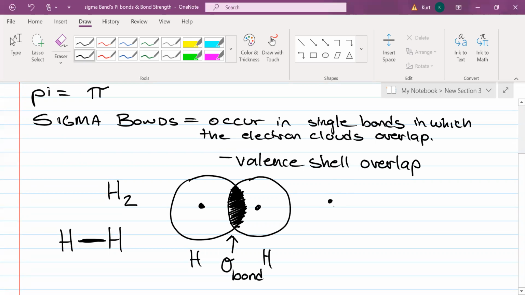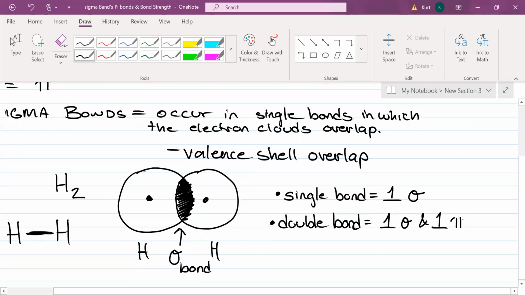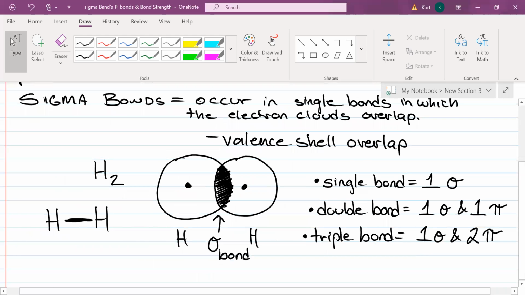And I have a little cheat sheet for you. One single bond equals one sigma bond. A double bond is one sigma and one pi bond. And then a triple bond is one sigma and two pi bonds. I know I haven't gone over pi bonds yet. We'll get there, but that's your little cheat sheet. That's actually going to make it very simple for you.